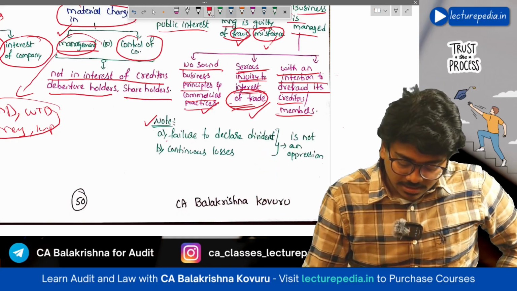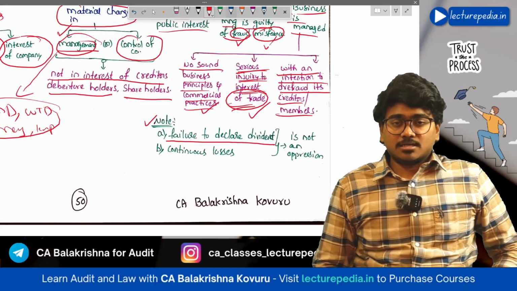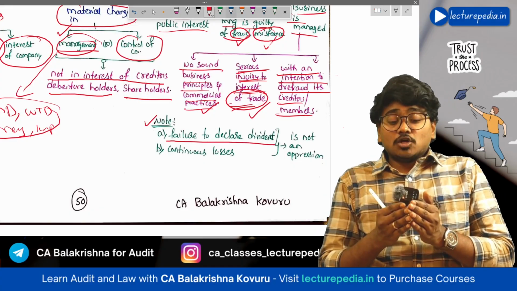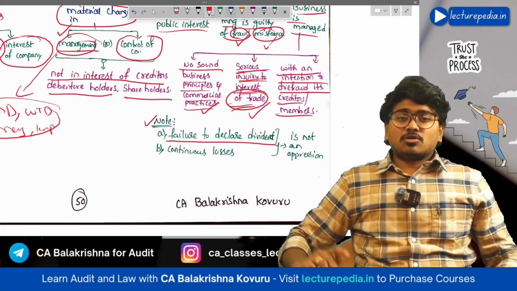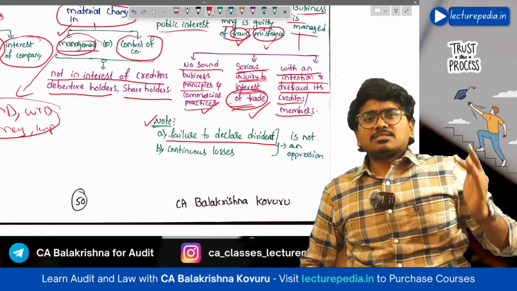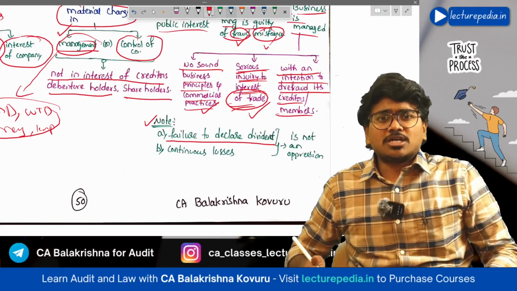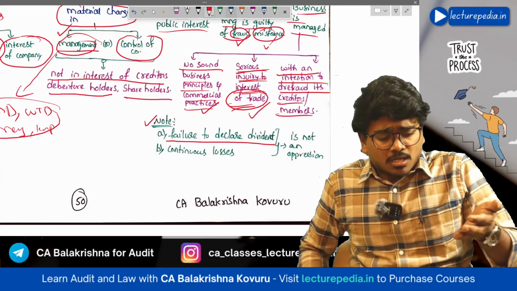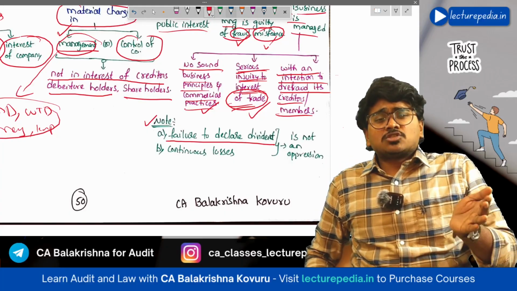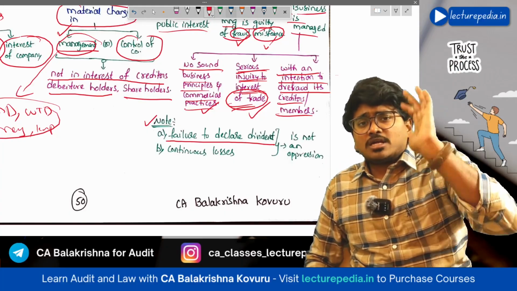Let's say the company failed to declare dividend. See, the company failed to declare dividend to all the shareholders. For all the shareholders it has not declared the dividend, it is not oppression. Why? Because in the current year the company is not having profits, so it has not declared dividend.